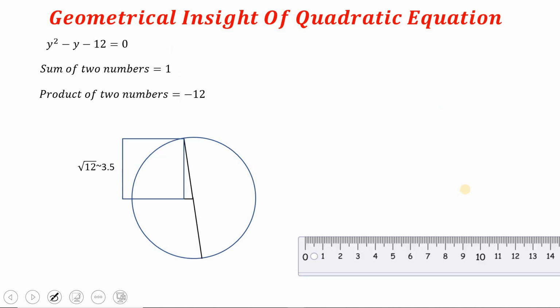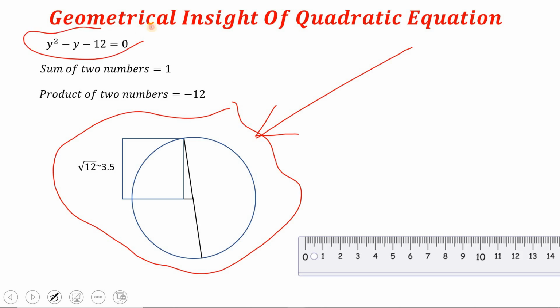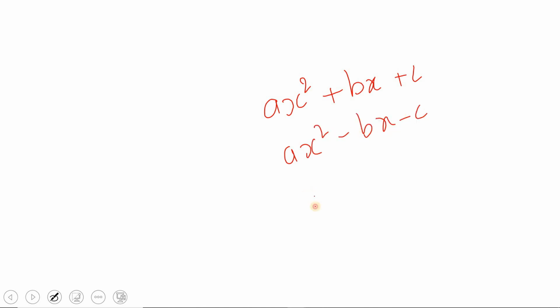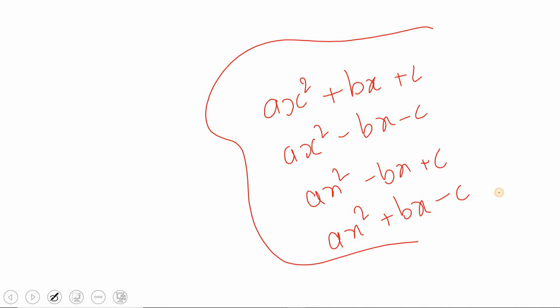I haven't talked about why this second method works for these types of situations. I have left this question for the audience to find out. From this method we can solve any type of quadratic equation that may be in the form of plus bx plus c, or minus bx minus c, or minus bx plus c, or plus bx and minus c, which includes every type of quadratic equation.